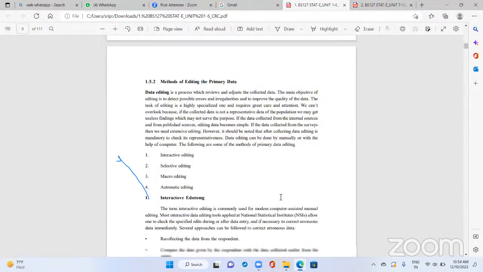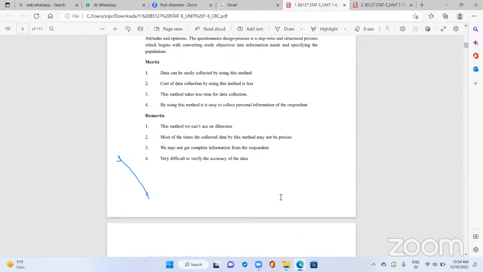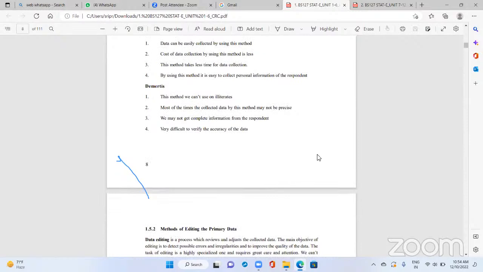In this, we also have 4 demerits. One is that this method cannot be used with illiterates. We cannot mail the questionnaire to their addresses, because they are illiterate, so this is one of the demerits. Most of the time, the data collected by this method may not be precise. We may not get complete information from the respondents.